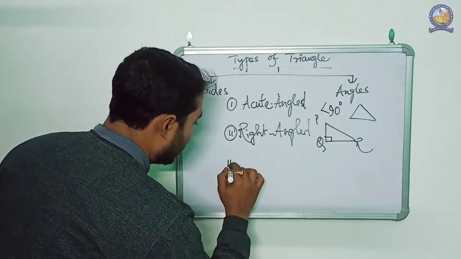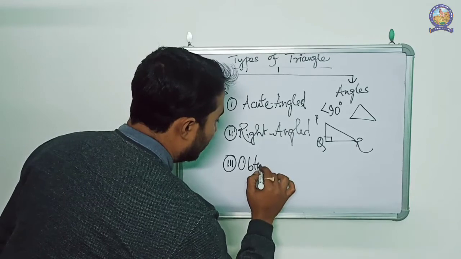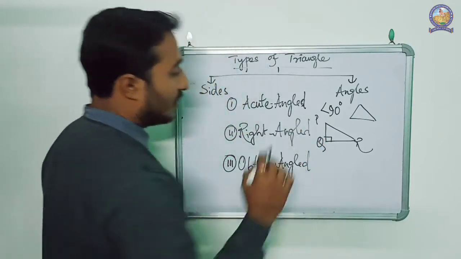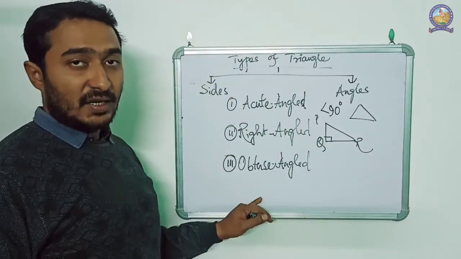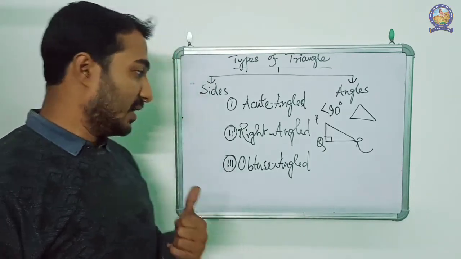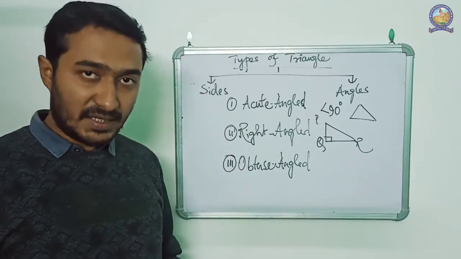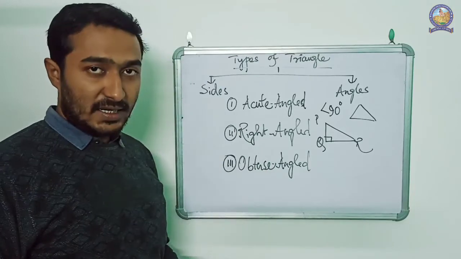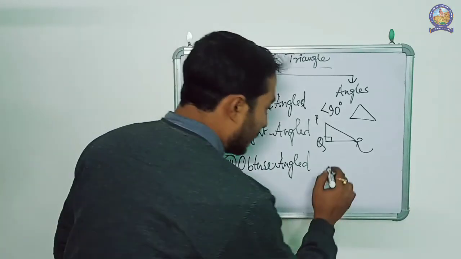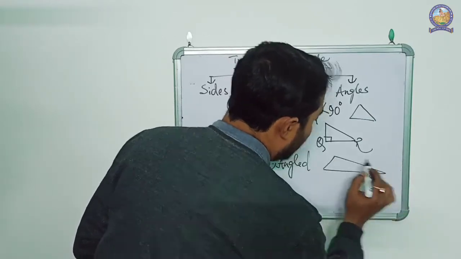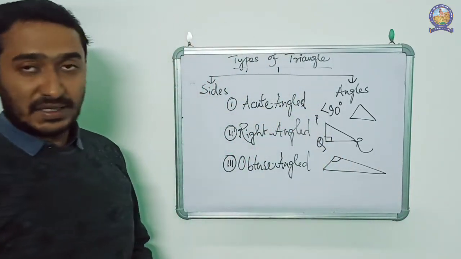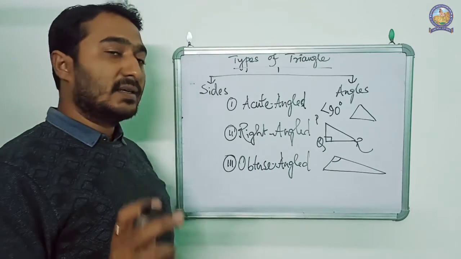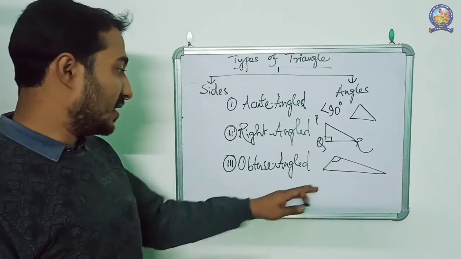And the last one is the obtuse triangle or obtuse angled triangle. So similar to the right angled triangle, when one angle of a triangle is more than 90 degrees, then it is an obtuse angle. So when one angle of a triangle is an obtuse angle, then it is called an obtuse angled triangle. Like the scalene triangle I have drawn, this angle seems to be more than 90 degrees. So it is an example of an obtuse angled triangle. Any one angle, if it is more than 90 degrees, then it is an obtuse angled triangle.